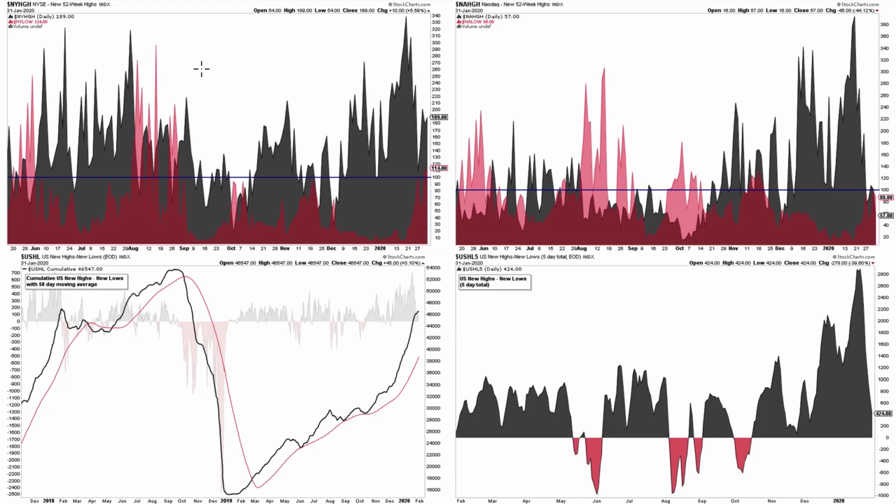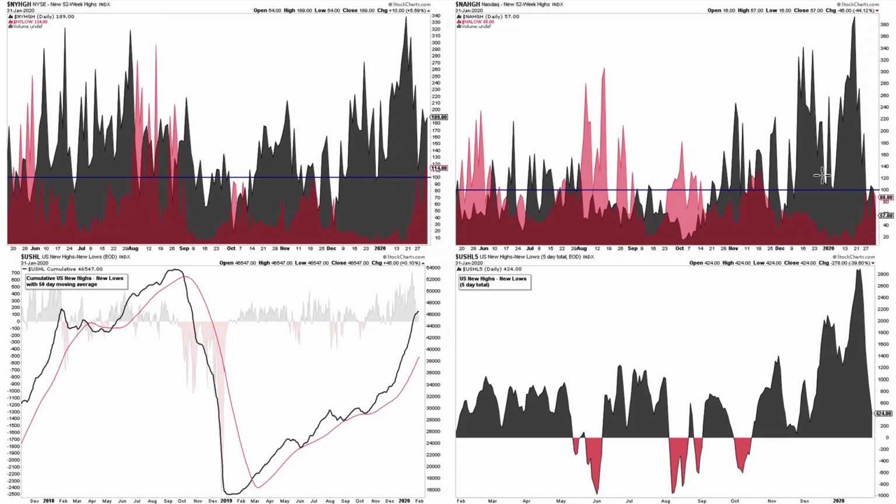Next, we've got the NYSE 52-week highs and 52-week lows. The grey is the 52-week highs, and the red is the 52-week lows. And on the right here, we've got the Nasdaq 52-week highs and 52-week lows. So the grey is the 52-week highs again, and the red is the 52-week lows.